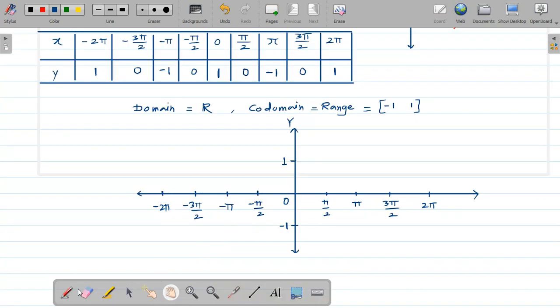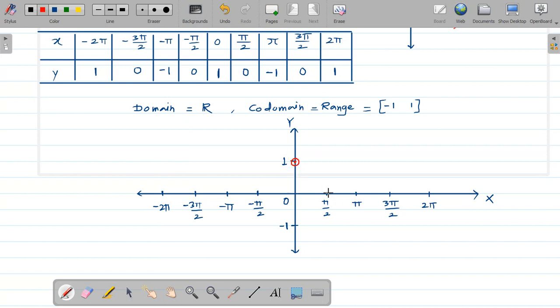Now see here, on the x-axis we will take all the standard angles with a proper scale, and on the y-axis, as we know that the range of the cosine function is minus 1 to 1, just mention minus 1 and 1 here with the proper scale. Now we will mark all the points. Whenever x is equal to 0, the value of y is equal to cos 0, that is 1. So to draw the graph, draw the point here. For 0 degree it is 1.